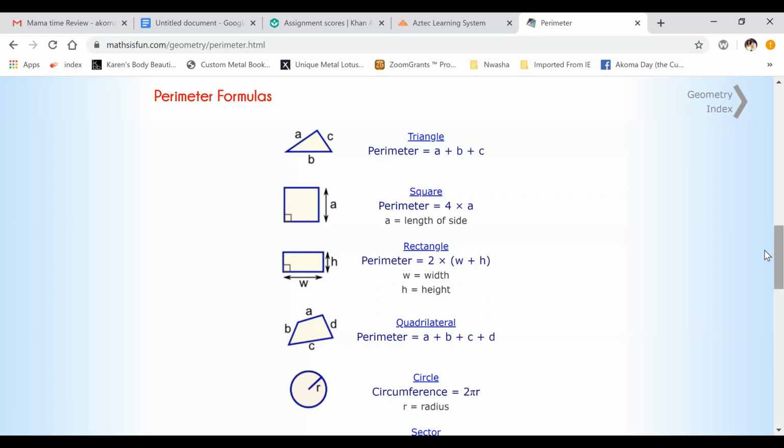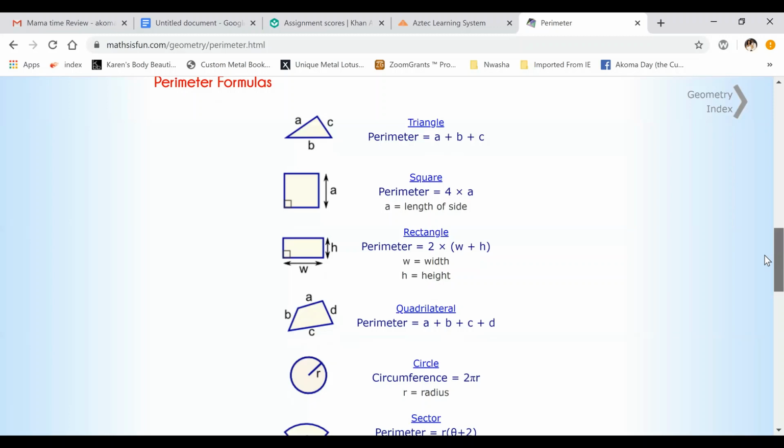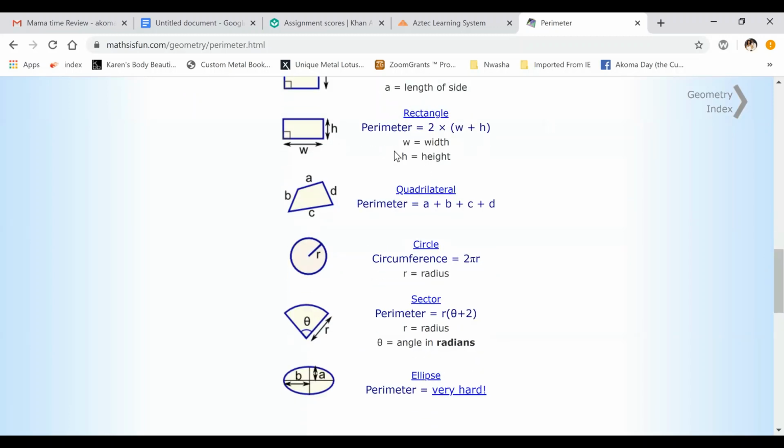So Math is Fun, like we said before, is an international website, and they are saying width and height, but a lot of times it will say length and height for a rectangle. Here we have a quadrilateral, which quad is just 4, and lateral, we have 4 lats, 4 sides, but these are not equal like in a rectangle. So it's back to being kind of like the triangle, A plus B plus C plus D, and you have 4 different sides that you're adding up.